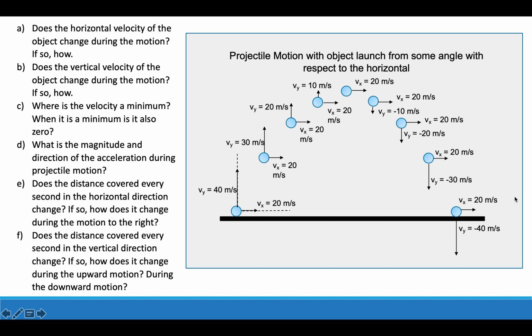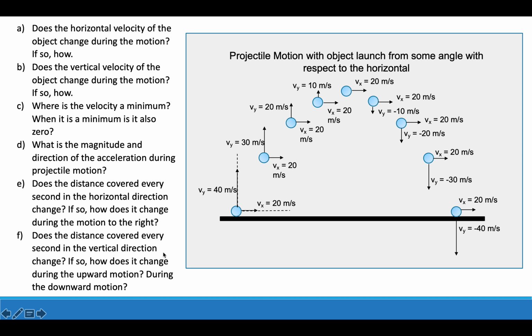The vertical velocity is always changing. On the way up, it's decreasing. On the way back down, it's increasing. In terms of the distance covered every second along the horizontal direction, the distance covered every second is the same because it's traveling at the same exact velocity every second horizontally. It's always 20, which means that every second it covers 20 meters in the horizontal direction.